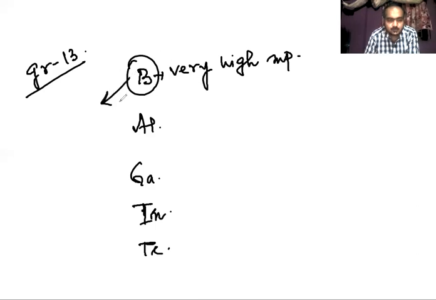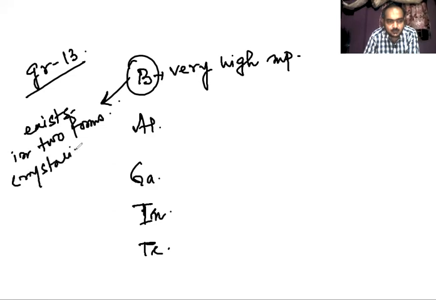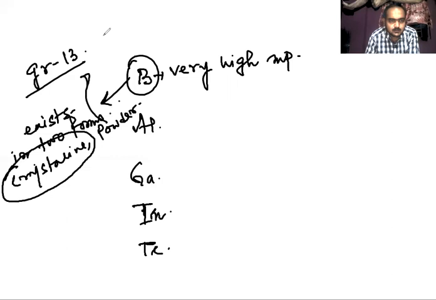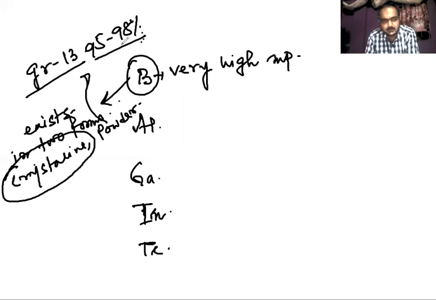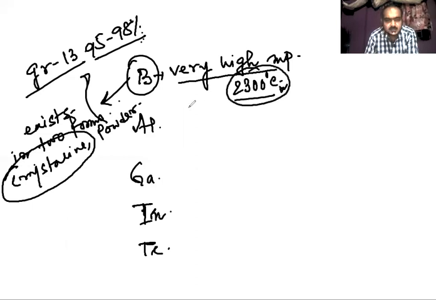Actually, you can see that boron exists in two forms, crystalline and powder form. The crystalline form is ultra pure in nature. The powder is about 95 to 98% pure. It can contain some impurities also. The melting point is very high, approximately 2300 degrees centigrade.